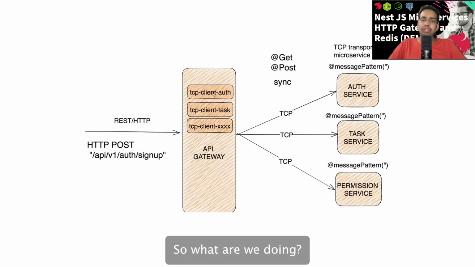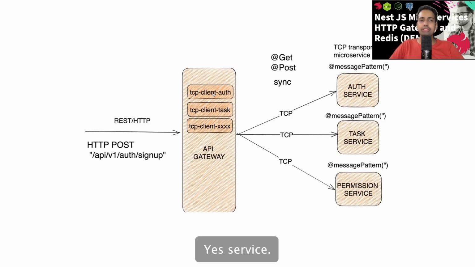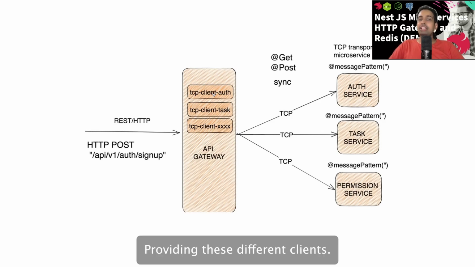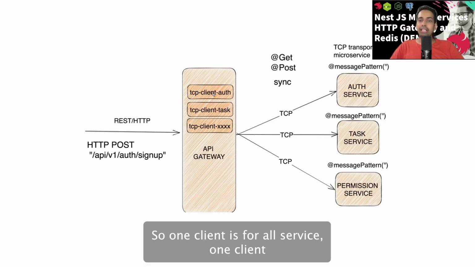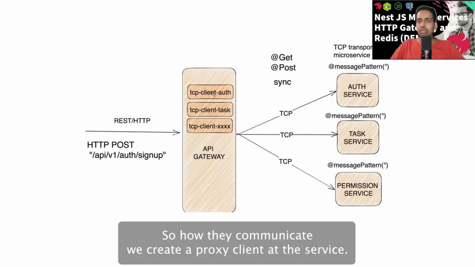So what are we doing? We just created a simple API gateway. This is nothing but a simple Nest.js service providing these different clients. So one client is for auth service, one client for task service, one client for permission service. So how do they communicate?